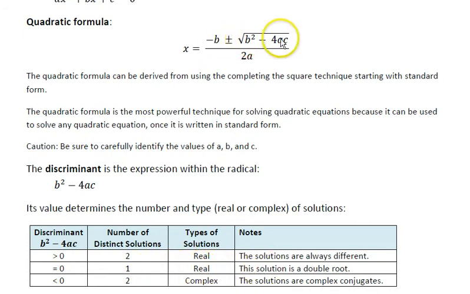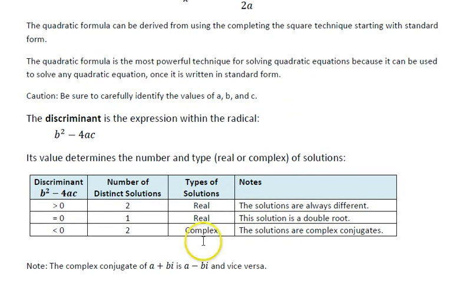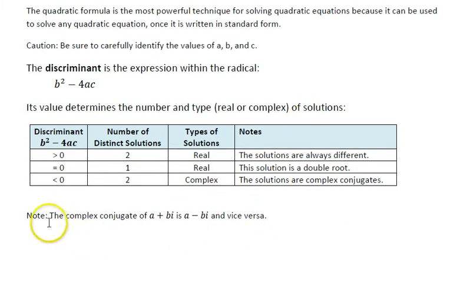If this discriminant is greater than 0, then the square root is a positive real number, and you're adding it and subtracting it from this other term here, so you're going to get two different real number solutions. If the discriminant is negative, the square root is going to introduce a complex number, and you're adding and subtracting it, so you will get two complex number solutions that will be conjugates of each other because of the plus or minus. Note that the complex conjugate of a complex number a plus bi is simply a minus bi, and vice versa.